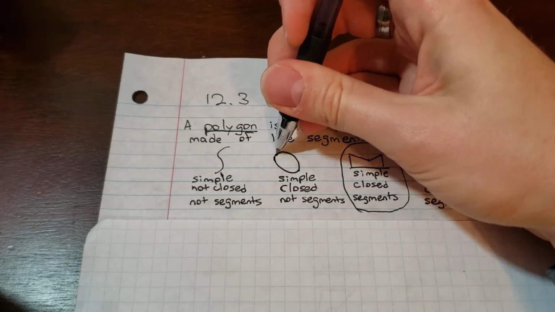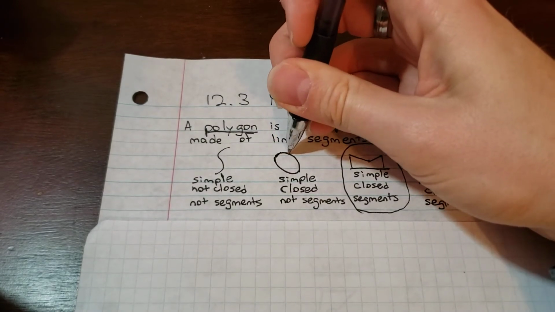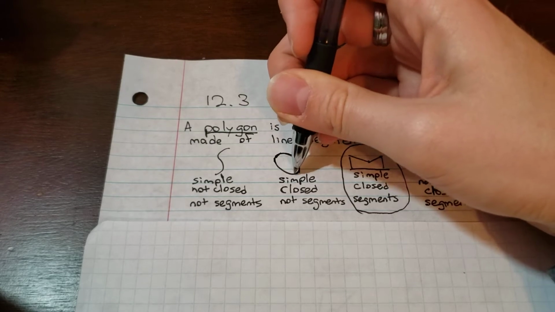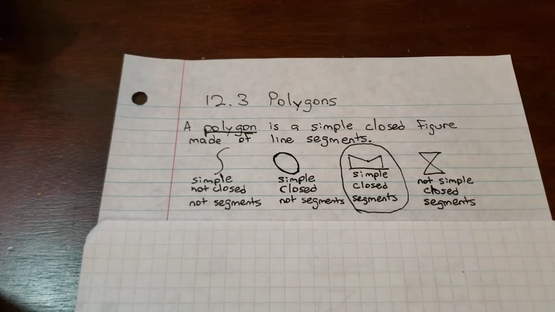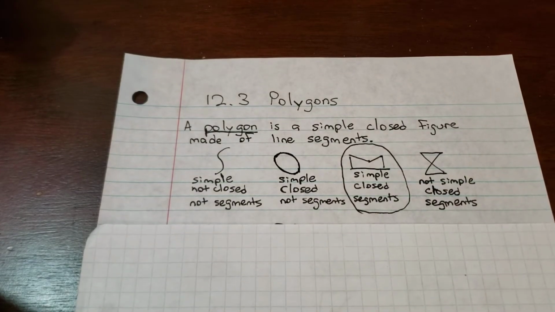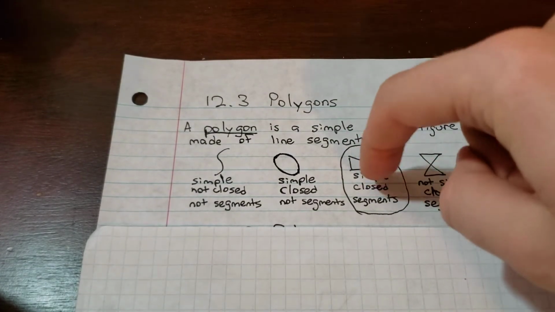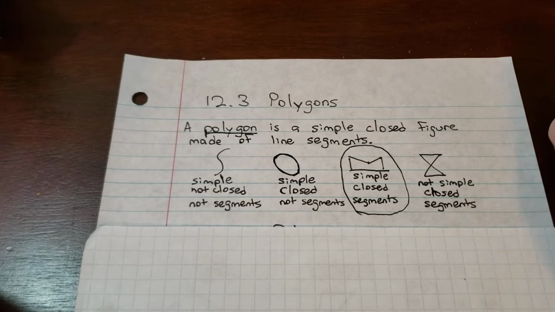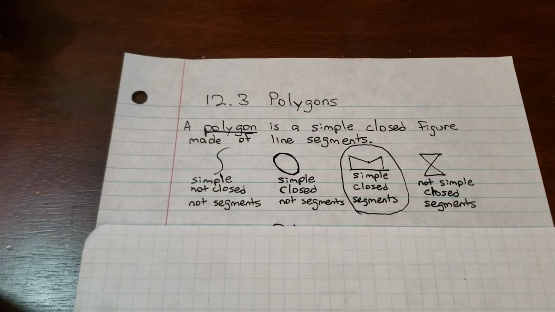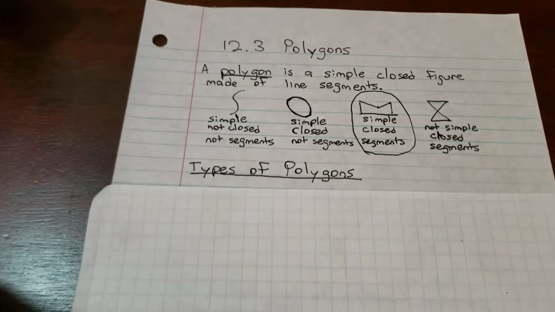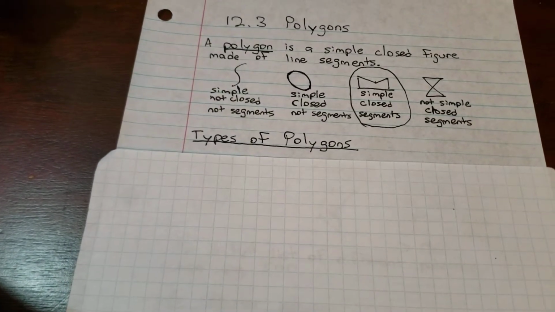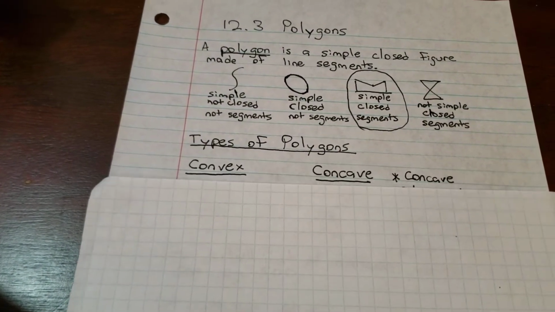Yes, a circle is a simple shape. I think this one's a little bit different because it's more of an oval. Circles, they kind of exist in their own realm. So in this case, this is the only one that would be classified as a polygon. Okay. We have our types. And again, these are going to look super familiar.